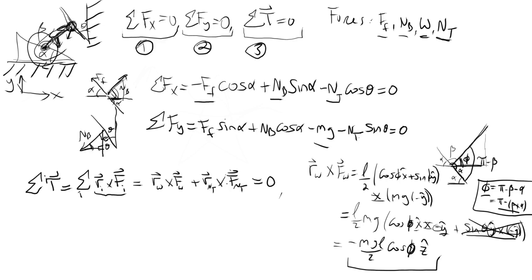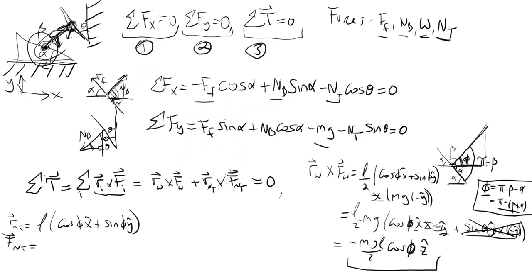What's my other torque? My other torque is RNT cross FNT. The vector that gets me to the normal force at the top, crossed with the normal force at the top. The vector that gets me to the normal force at the top is L times cosine phi x hat plus sine phi y hat. That's the vector that gets me to the top. This is RNT.